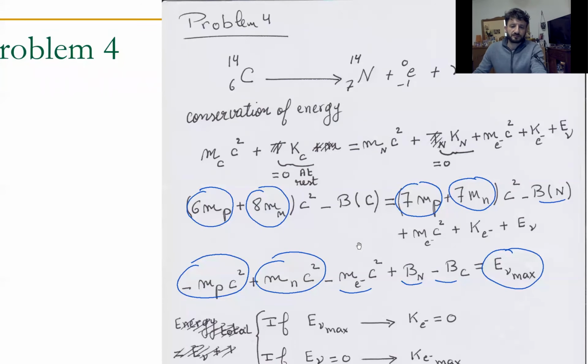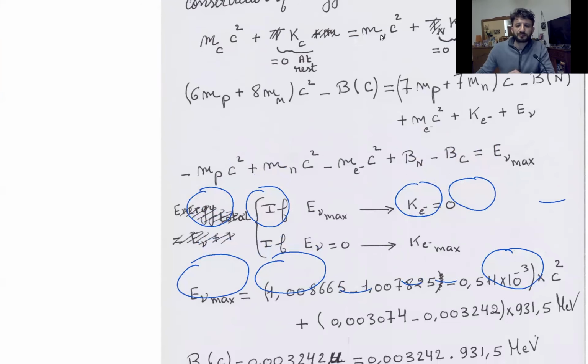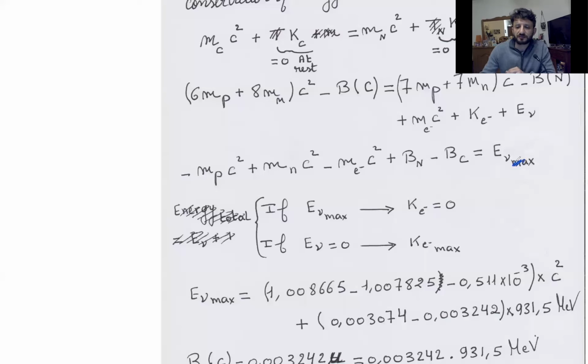Here, let me explain one point. In general, here we have E of neutrino plus kinetic energy of 1 beta. Okay, it's like this. You have to know that the general value of Q is divided between E of neutrino plus kinetic energy of beta minus. The value is constant.